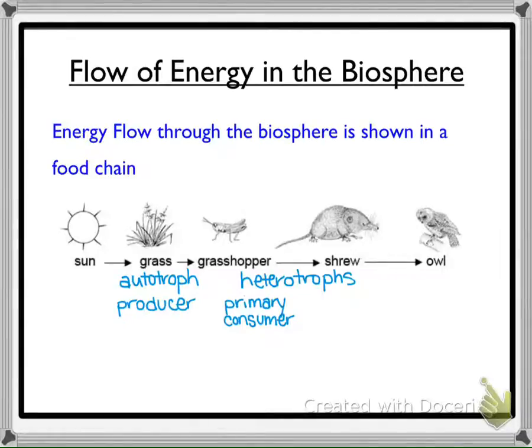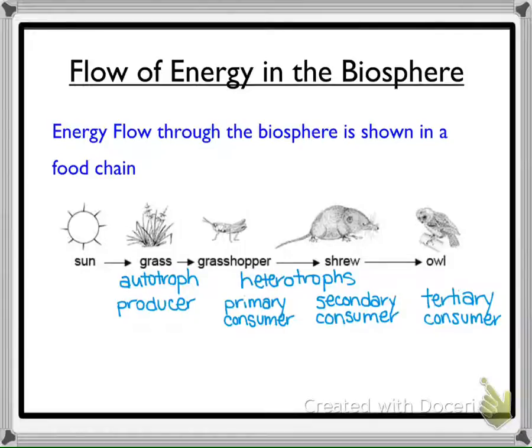So we're going to call the grasshopper a primary consumer. And primary means first. It is the first consumer in this food chain. The shrew then is going to be a secondary consumer. So secondary means it's the second consumer. And tertiary consumer is the name that we give the owl. So tertiary means that it is the third consumer in this food chain.